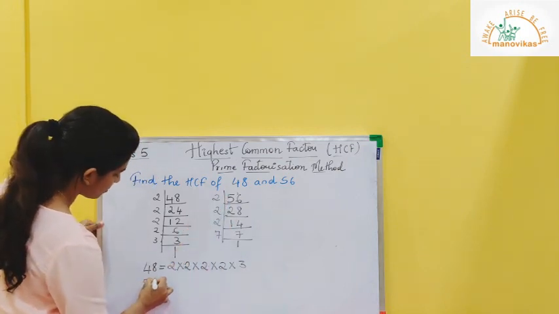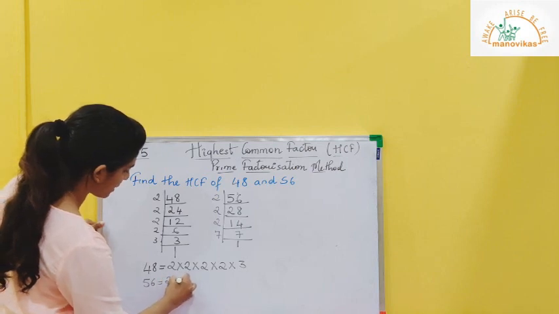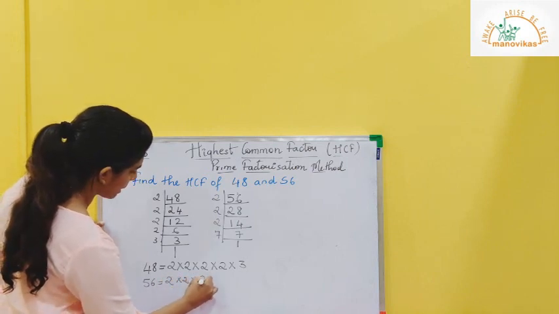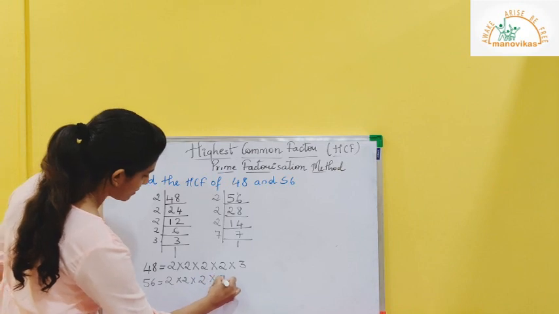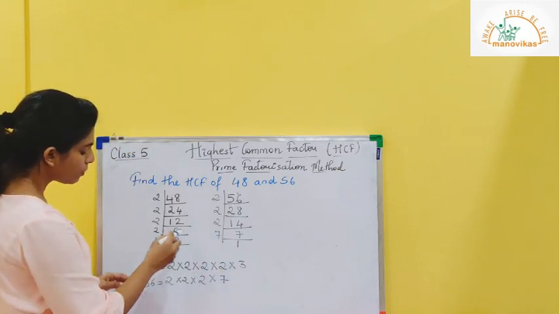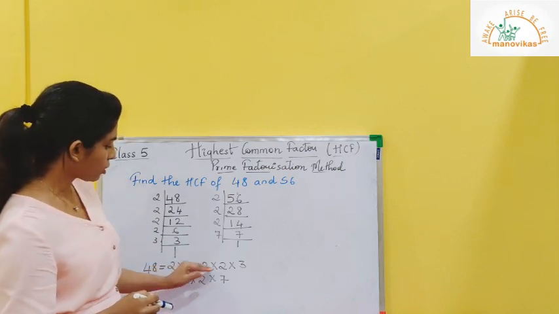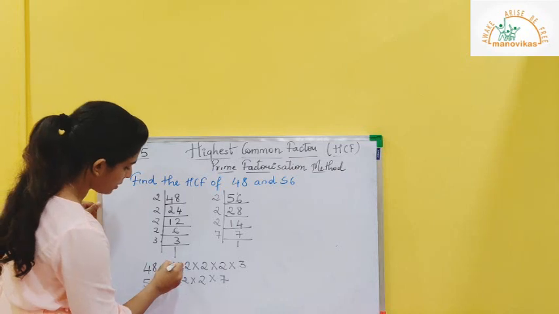Below that I write the prime factors of 56. So 2 multiplied by 2 multiplied by 2 multiplied by 7. Now you have to find which are the common prime factors. You will mark them with the pencil here.